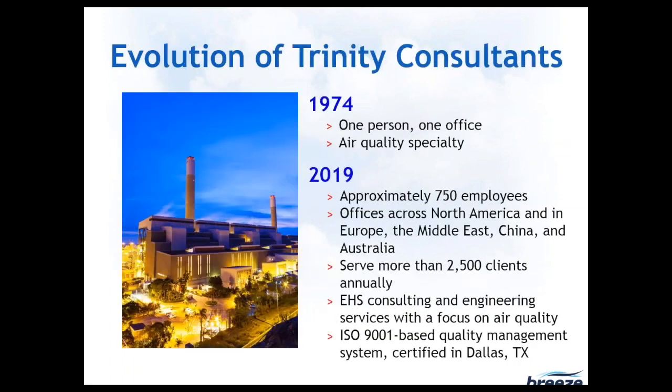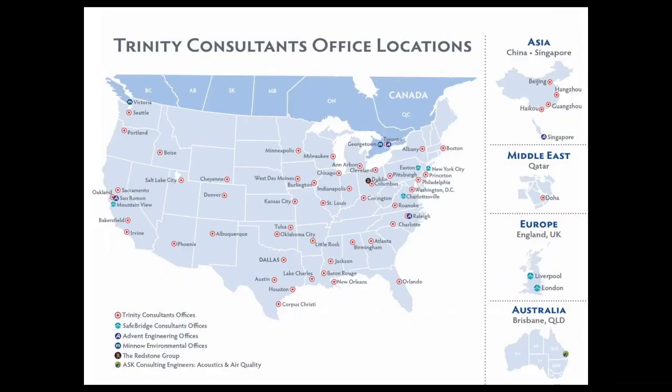So to go ahead and jump into the introduction, Trinity was founded in 1974 in Dallas, Texas. Trinity started with one person in one office and a focus on air quality services, and we have since expanded our footprint and breadth of services offered over the past 4 decades. Today, we provide global EH&S services in over 50 locations. We have offices across North America and in Europe, the Middle East, Australia, and Asia. Today, we serve more than 2,500 clients annually. We offer EH&S consulting and engineering services, including EH&S modeling and management software solutions, professional training, and much more. We also have an ISO-based quality management system, and we're certified in our Dallas, Texas office.